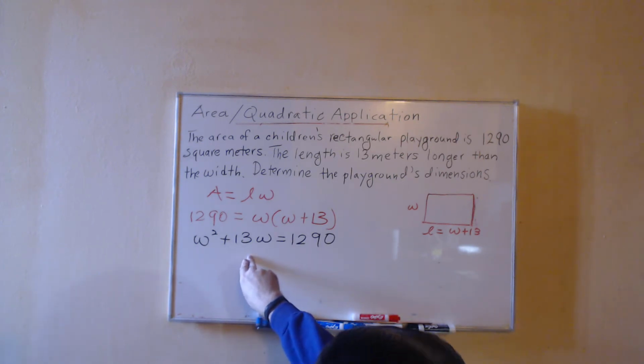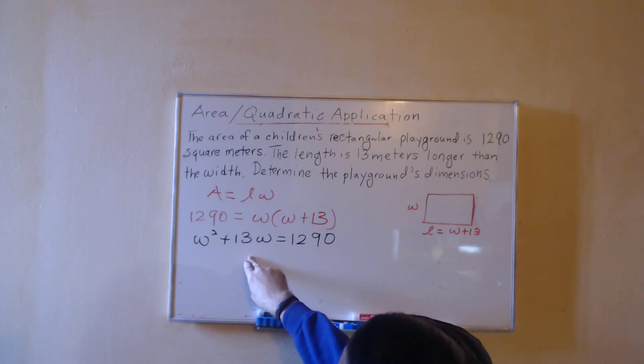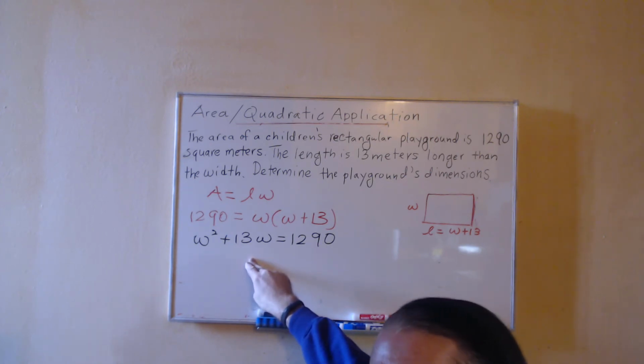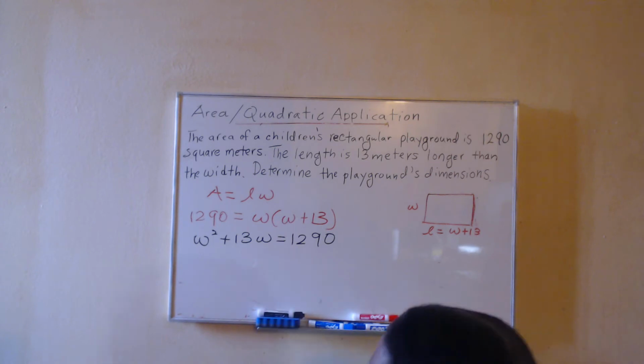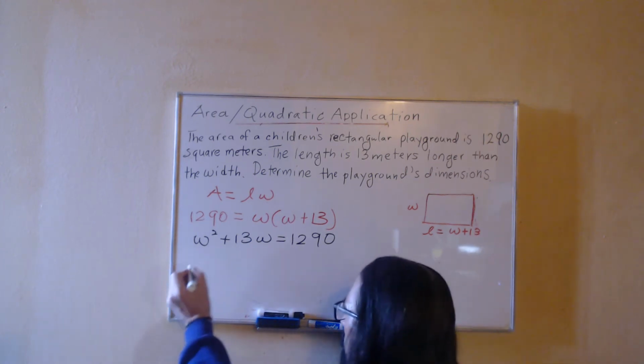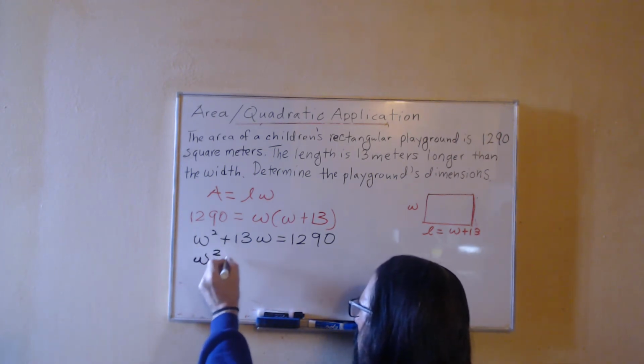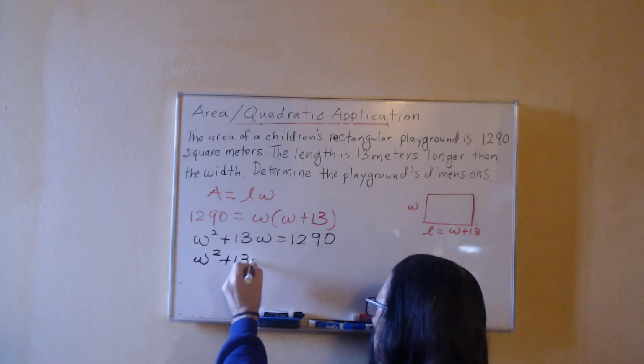I do have a 1w squared, but I don't have an even number, so if I can avoid completing the square, I will do that. So I'm going to get it in standard form.